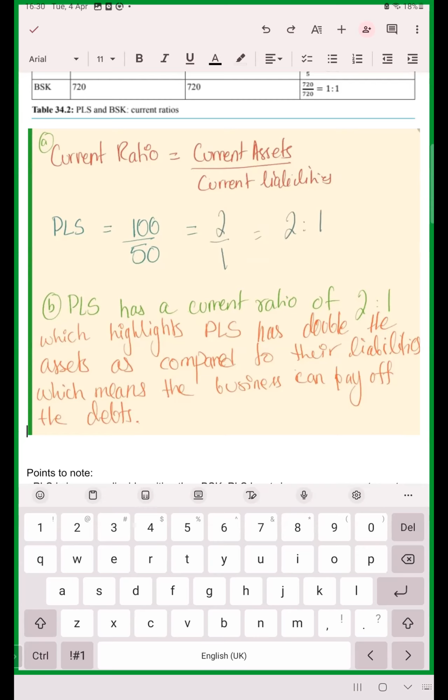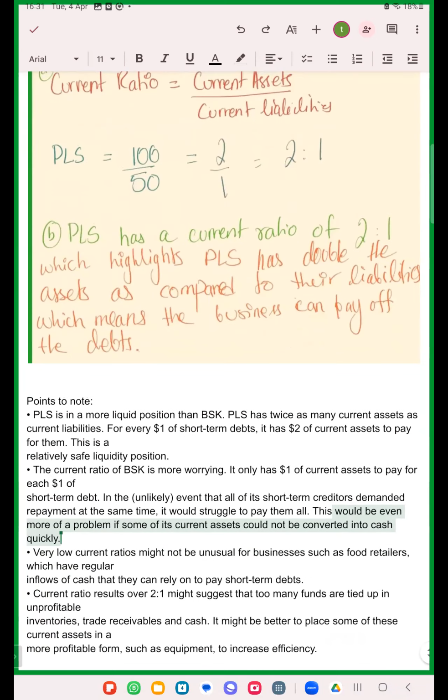In the unlikely event that all of the short-term creditors demanded repayment at the same time, imagine you ask all of the people you've borrowed from, and they ask you to pay off your debts. What are you going to do? You're going to be stuck, right? Because you don't have enough to pay them. It would be a struggle to pay them all. This would be even more of a problem if some of the current assets could not be converted to cash quickly. What are current assets, by the way? Things that you own, right?